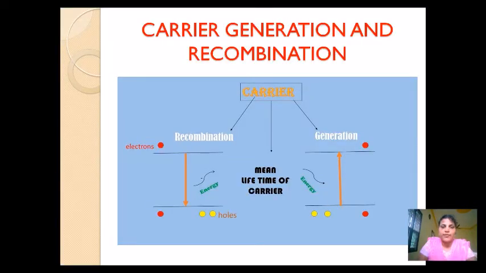Next we shall see about carrier generation and recombination. That is, generation of charge carriers. Electron hole pairs are called carrier generation, and recombination means when the electron and hole pairs recombine, they will be liberated as a photon with some energy, and this is called annihilation.